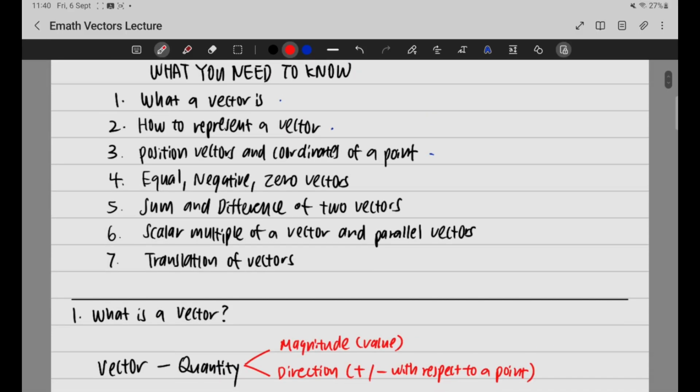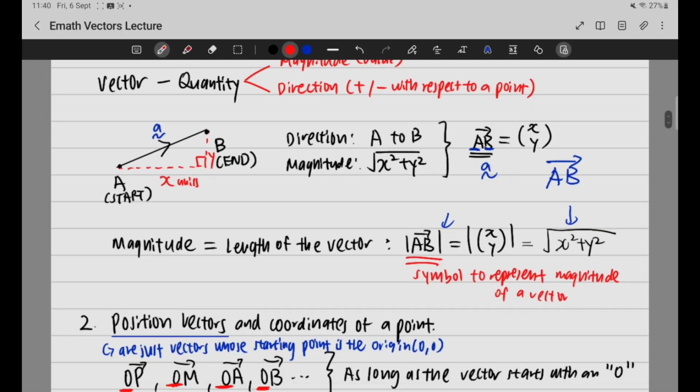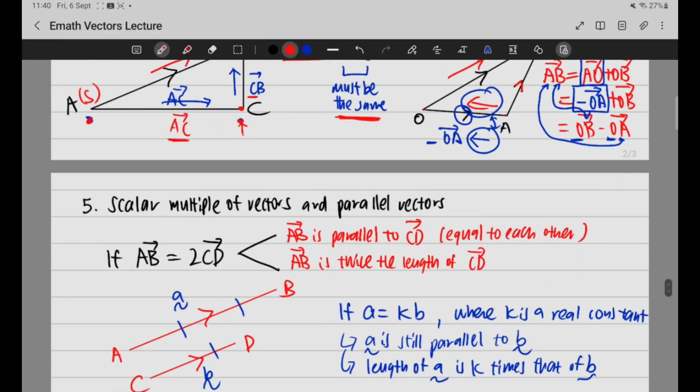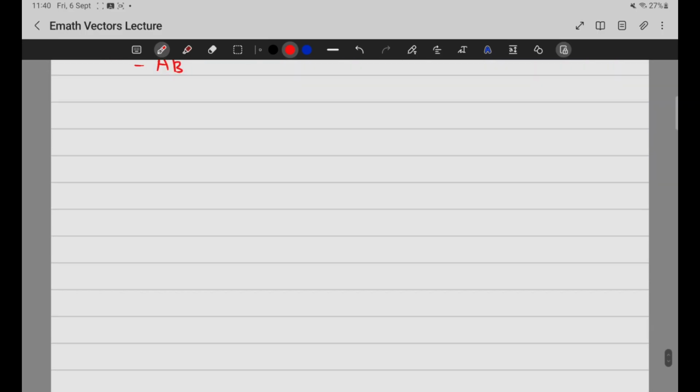And the last point that I will go through is this thing called translation of vectors. For this point, it requires a lot of visualization, and this one is often tested as well.